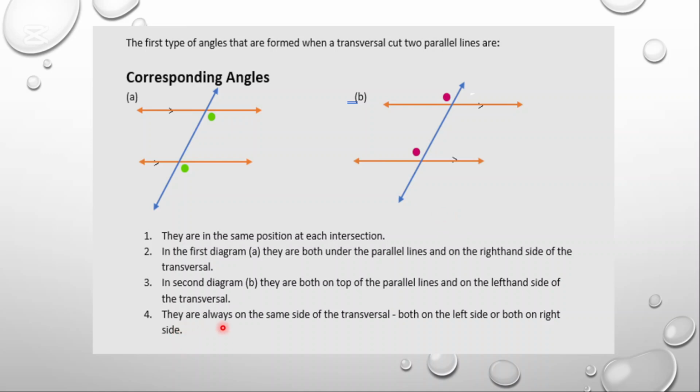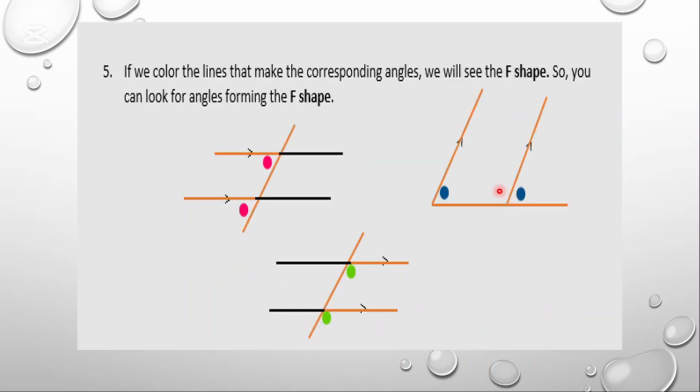They are always on the same side of the transversal, both on the left side or both on the right side. Now if we color the lines that make the corresponding angles, we will see the F shape. So you can always look for angles forming the F shape too. Here we have the F, that is the short arms of the F, the long arm, and you can see both below the short arm of that F symbol.